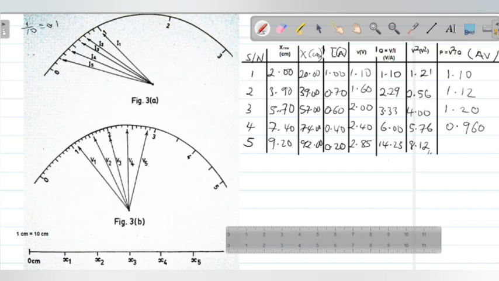Then when I divide 8.12 by 14.25, that's going to give me 0.5698, so I'll approximate that to 0.570. So this is the composite table.